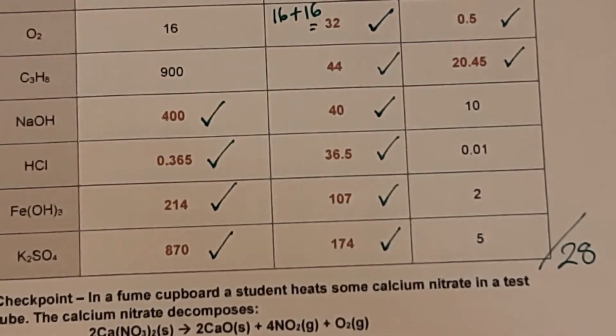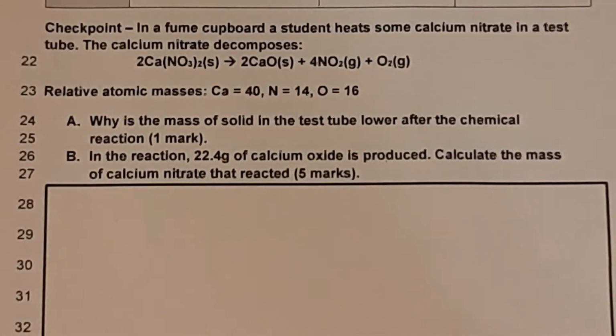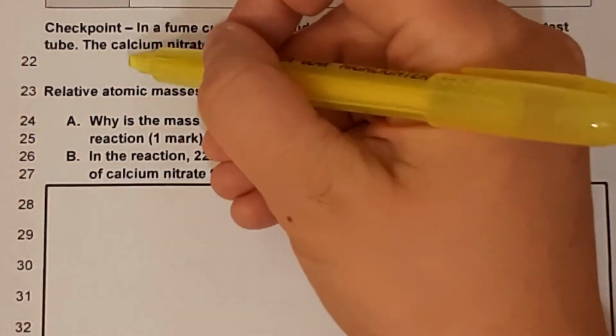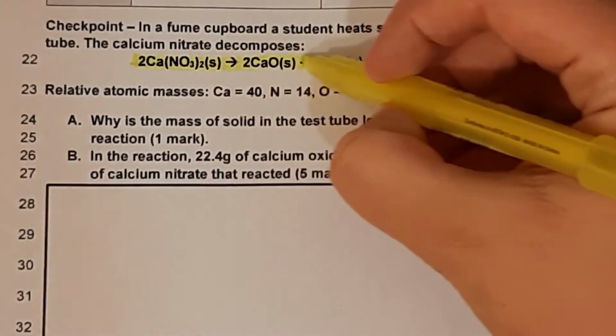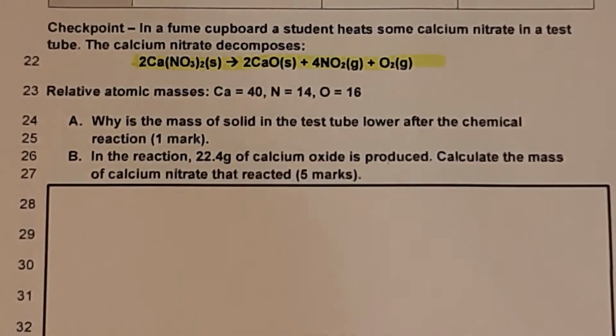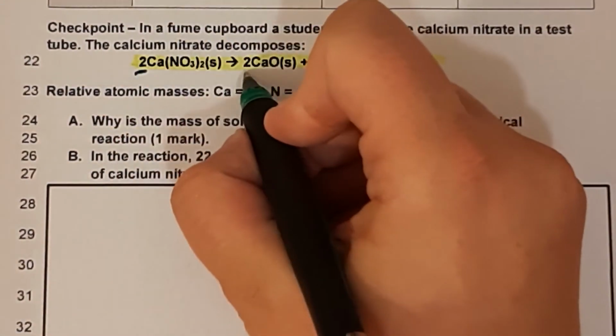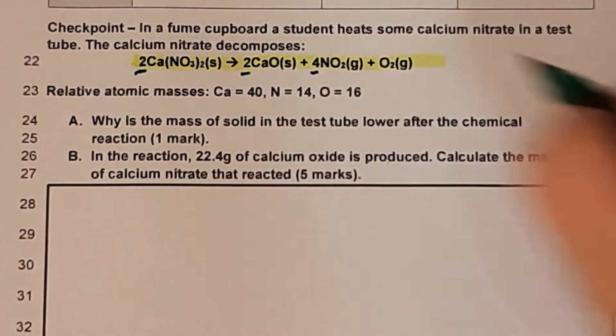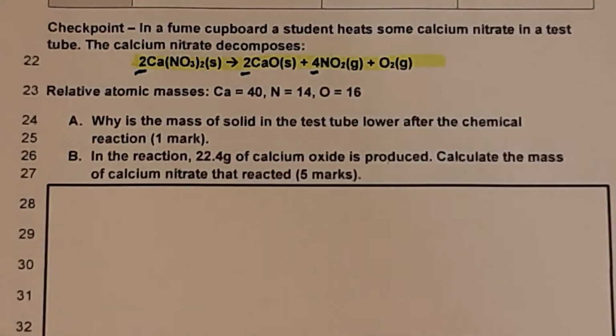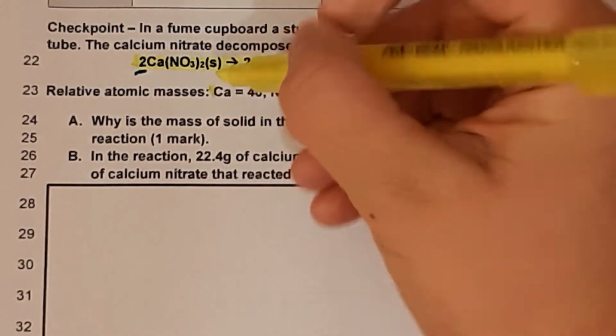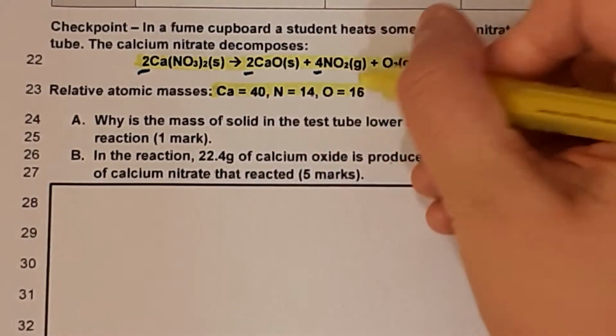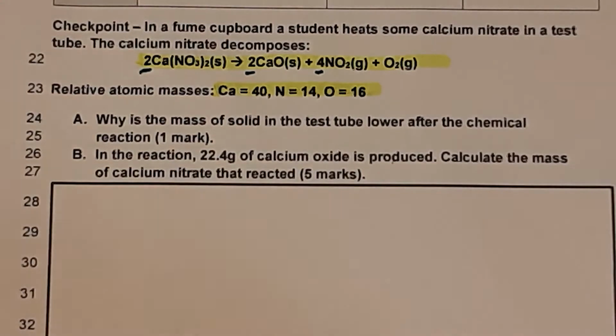Right, moving on. So we've got a checkpoint question here. In a fume cupboard, a student heats some calcium nitrate in a test tube. The calcium nitrate decomposes, and this is the equation. You can see in front of it here we have 2 of this, and 2 of this, and 4 of this, so they've already done some balancing. Our relative atomic masses are calcium is 40, nitrogen is 14, and oxygen is 16. So if you didn't happen to have a periodic table, they've been given to you here.